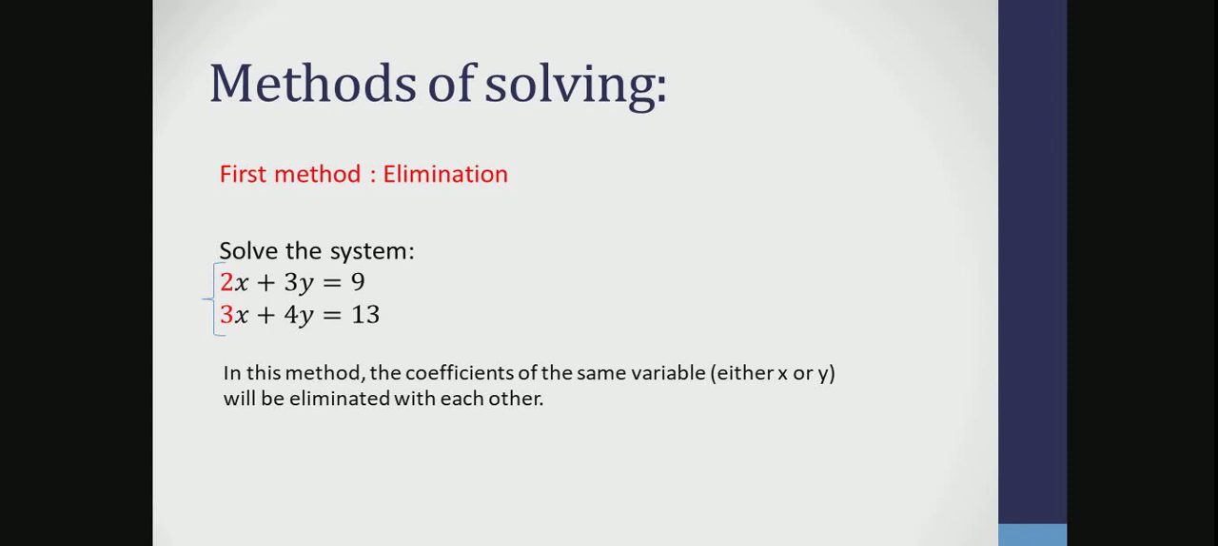So from the word itself, elimination means I want to cross something, I want to cancel, I want to eliminate two things together. Okay, so in this method, the coefficients of the same variable, either x or y, will be eliminated with each other. So I will cross either x with each other or y. I will eliminate one of the variables.